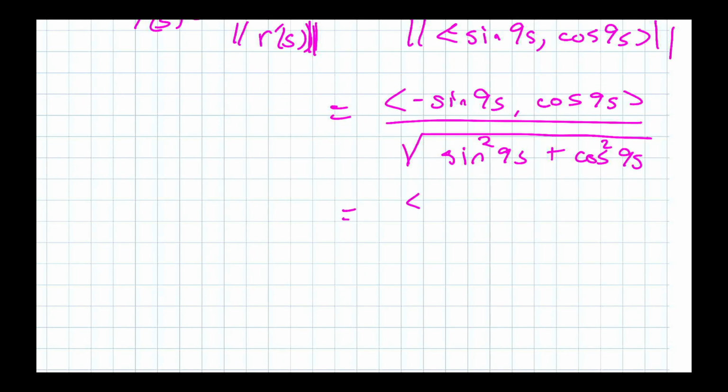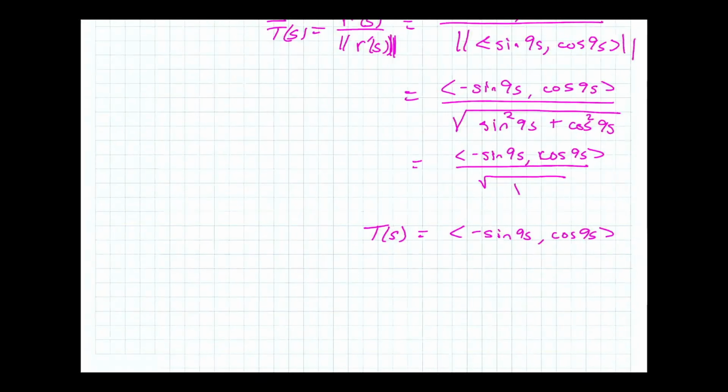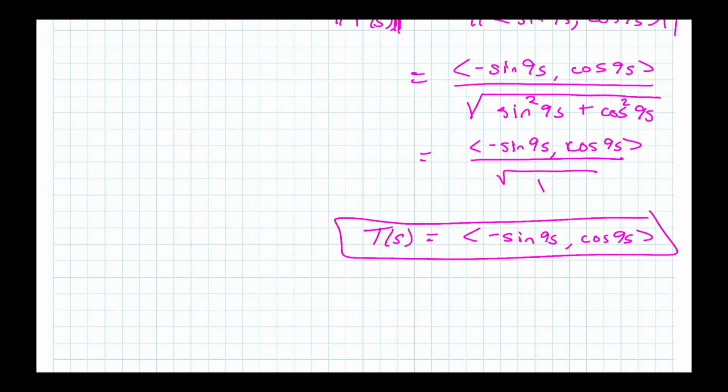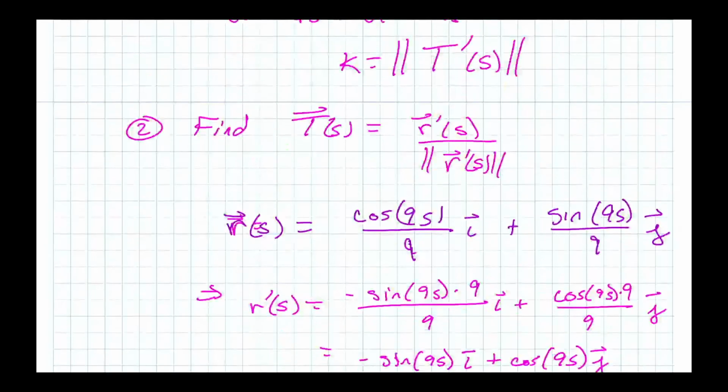So then you get negative sine 9s, comma, cosine 9s over the square root. Now this is a cosine squared plus a sine squared, which means it's just 1. So your answer here is negative sine 9s, cosine 9s. And that is T of s. Okay, so we got that. Now that's not the answer to the problem. That's only the answer for the first part.